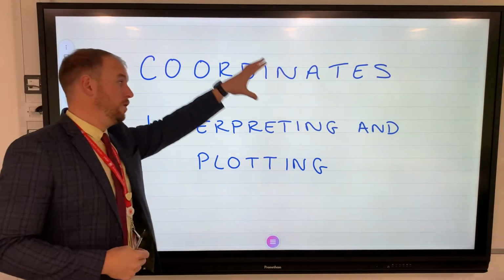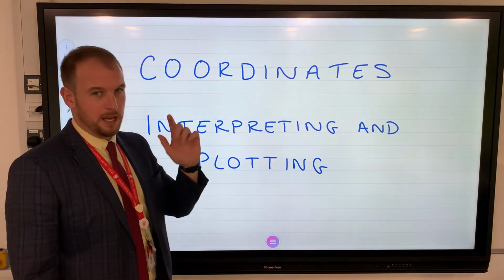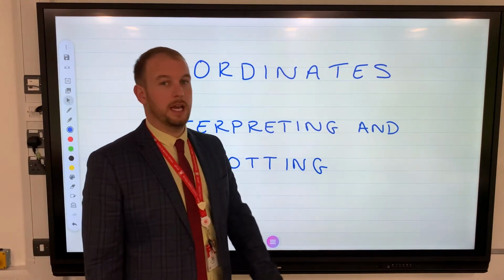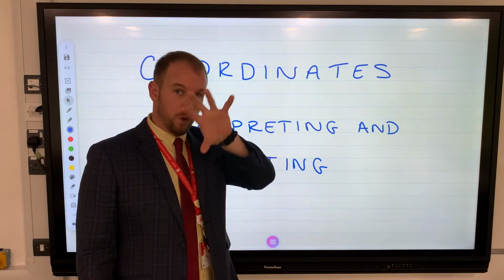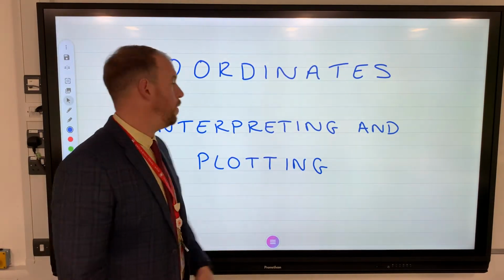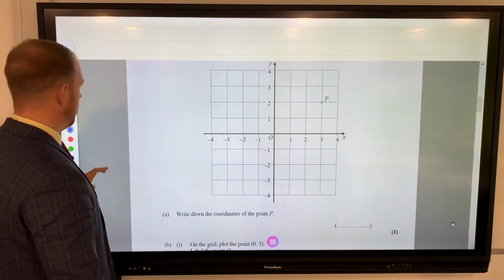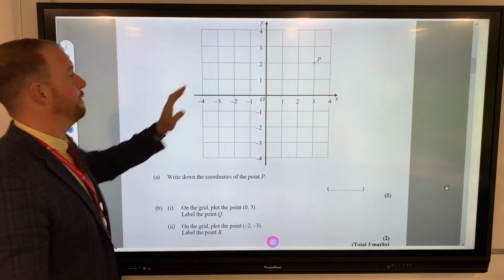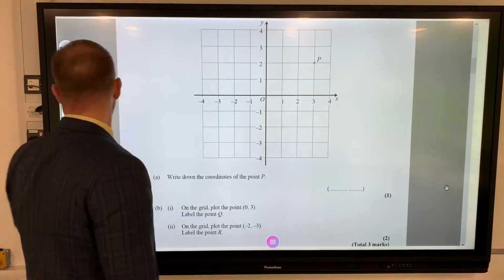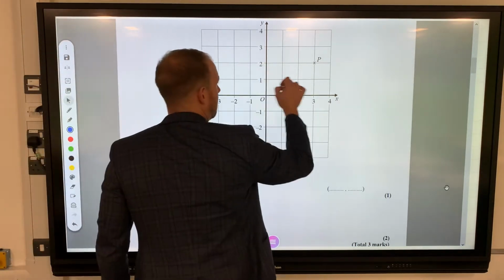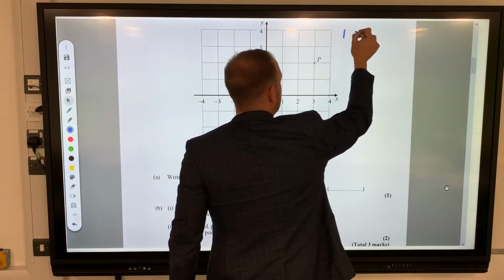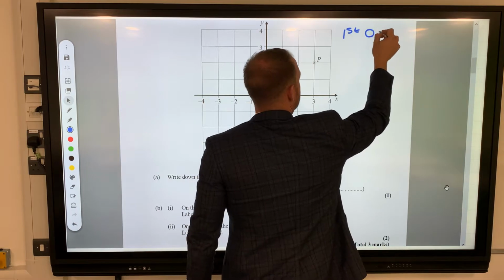So, looking at coordinates then with interpreting and plotting, but we are looking in the different quadrants. Okay, we have a 4-quadrant graph today. So let's have a look at this question. We have got a 4-quadrant graph. Okay, this part here is our first quadrant. Okay, that's our first quadrant.